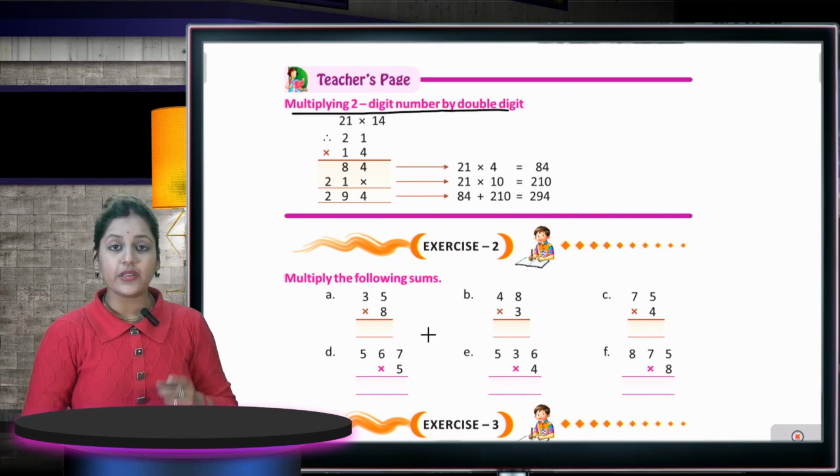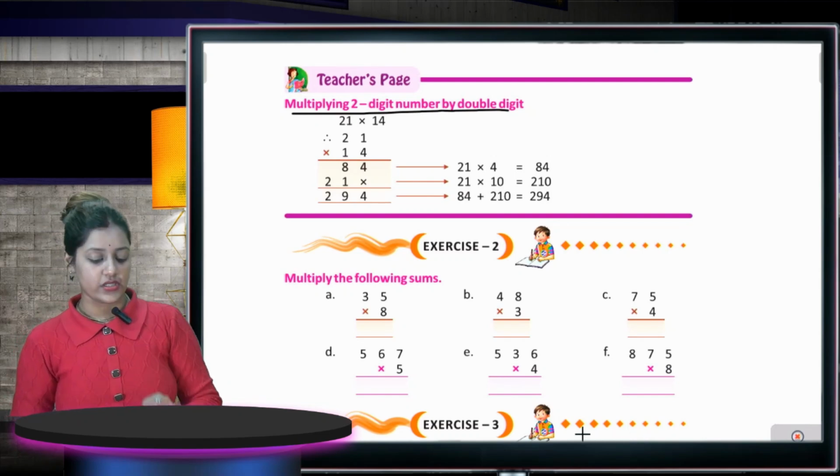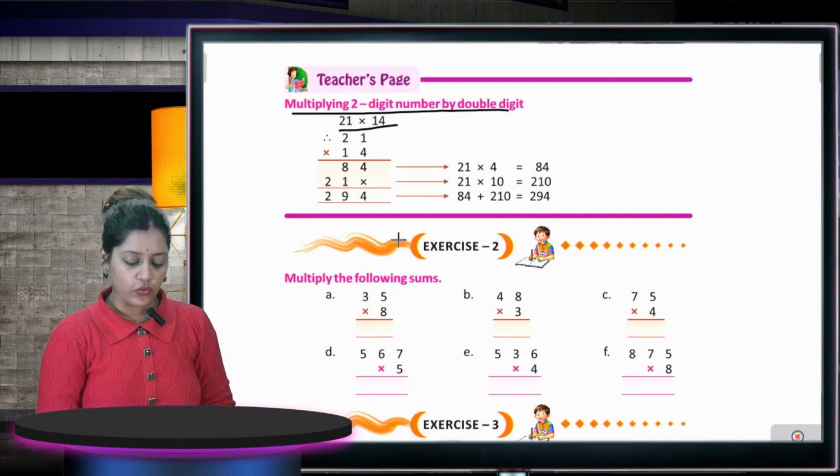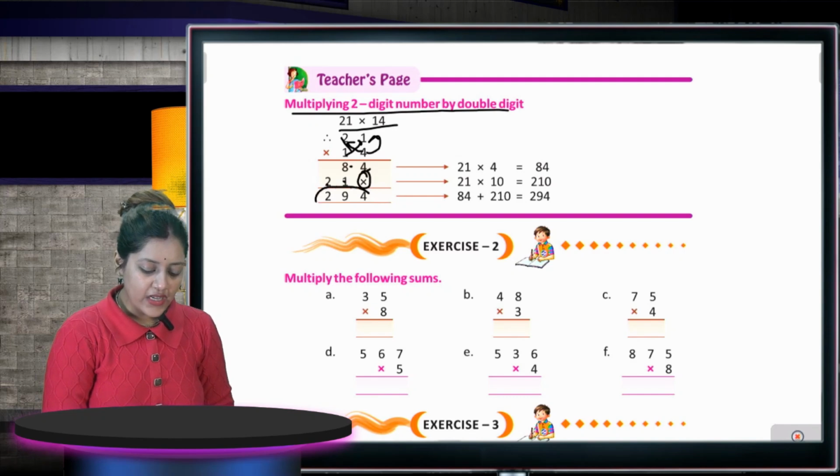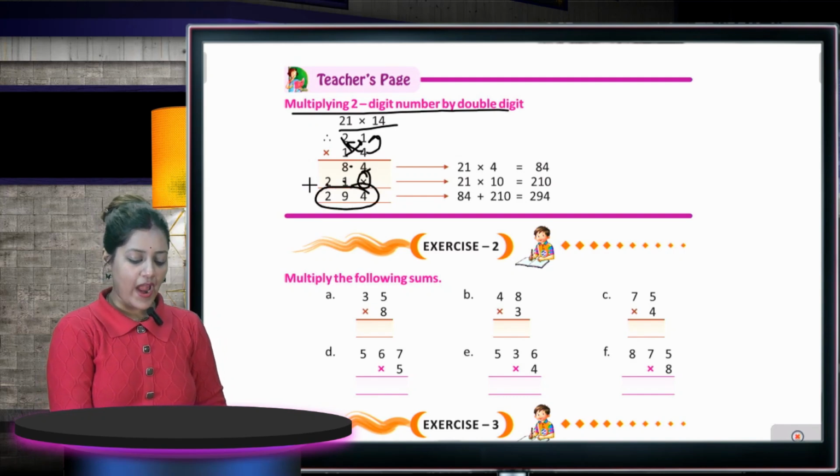Now we are going to multiply two-digit by two-digit. So 21 into 4. First we have 4 multiplied by 1, it is 4. 4 multiplied by 2, it is 8. Now after that you have to put a cross sign and then multiply 1 by 1 and 1 by 2. So it is 2. The final answer is 294, meaning you have to add this.